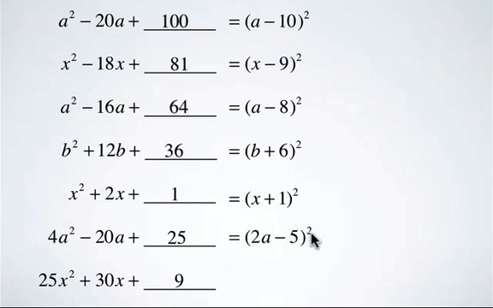2a minus 5 squared comes from the square root of the first term, which is 2a. Then a minus sign comes from the one before the second term. And the 5 comes from the square root of 25. Lastly, 5x plus 3 squared. 5x is the square root of 25x squared. The plus sign comes from here, and the 3 is the square root of the third term.